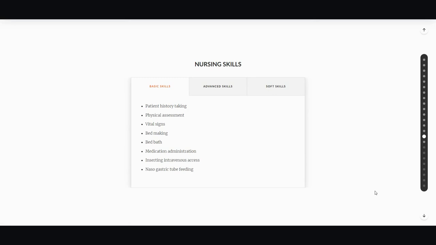If we're going to talk about nursing skills, they are divided into three categories: basic skills, advanced skills, and soft skills. Basic skills that the nurse must know include patient history taking, physical assessment, vital signs, bed making, bed bath, medication administration, inserting intravenous access, and nasogastric tube feeding.